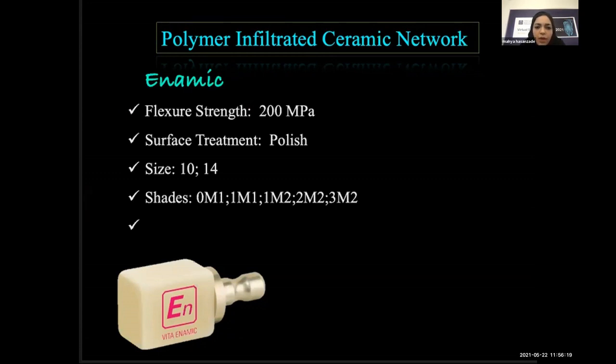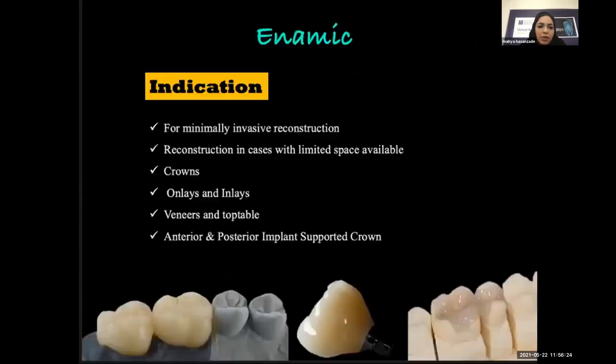They are available in different sizes and shades, but let's go to the indications of Enamic. Enamic is recommended for minimally invasive reconstruction and reconstruction in cases with limited space available, crowns, and even posterior crowns where we have high masticatory force. We can benefit from the elasticity of the material, which comes from the polymeric network. It's also indicated for veneers, tabletops, and anterior or posterior implant supported crowns.